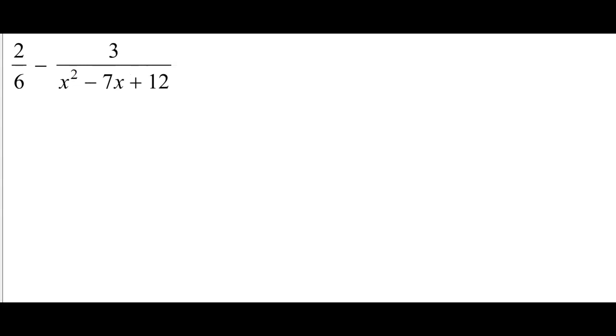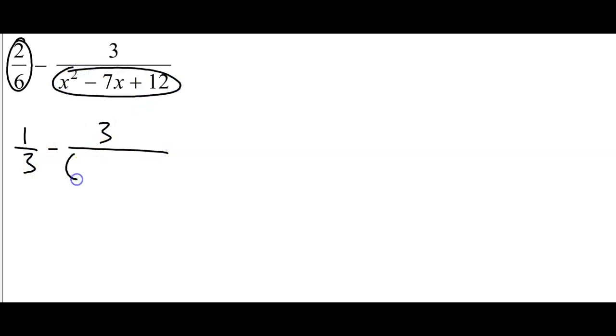All right, we have another subtraction problem here. So let's go ahead and get started. First of all, once again, this can be reduced, so I like to start by reducing any fractions that I can. Next, we're going to factor that. That's a box method factorization.